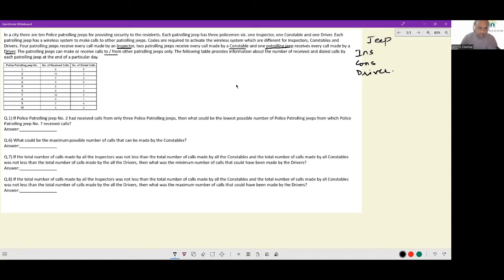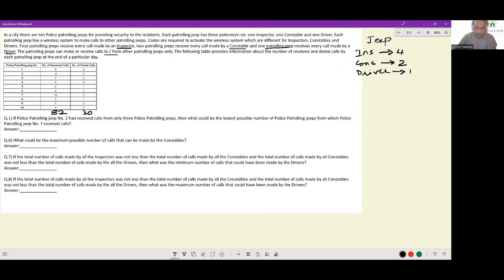Number of received calls. Let's add these up: 5, 7, 9, 21, 21, 10, 31, 31, 8, 39, 39, 6, 45, 45, 9, 54, 54 plus 7 is 61, 61 plus 6 is 67, 67 plus 15 is 82. 82 calls have been received. And dialed calls: 5, 3, 2, 10, 10, 17, 20, 20 plus 30. So 30 calls have been dialed and 82 calls have been received, on account of every call from an inspector going to 4 jeeps, from a constable to 2 jeeps, and from a driver to 1 jeep.